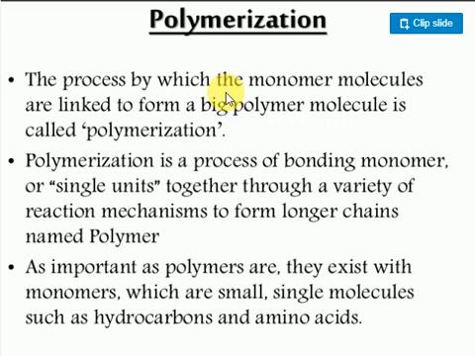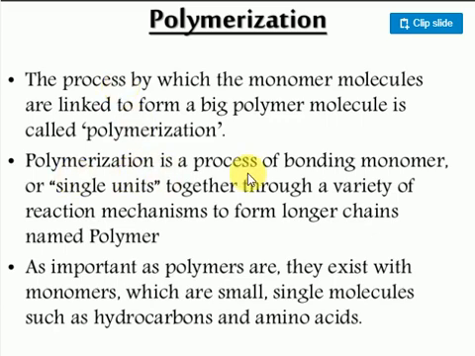The next one is condensation polymer. Condensation polymer means two or more molecules are joined together to form a polymer and leave some water molecules. So first you should get some idea regarding the polymerization process. The process by which the monomer molecules are linked to form a big polymer molecule is called polymerization. In order to form a big molecule, how do small molecules join, by which method? Addition polymerization or condensation polymerization.